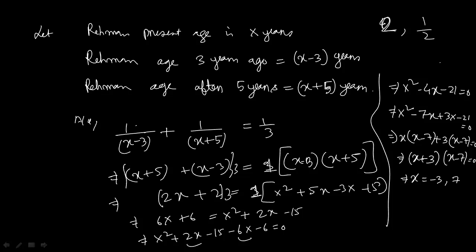But x cannot be negative. So Rahman's present age will be 7 years. Clear, all of you? Yes, sir. It will be 7. Okay. Yes, sir. Okay. Now see the question number 5.